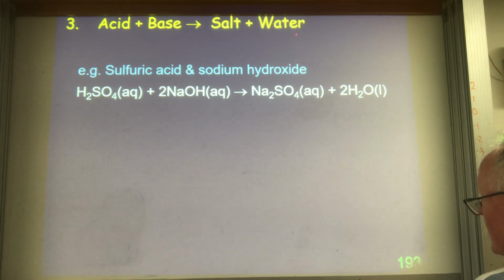So, when we react an acid and a base, if the base is an oxide or a hydroxide, we're going to get salt plus water. So the H's and the OH's combine to form water. As before, the anion from the acid goes with the cation from the base to give us our salt.